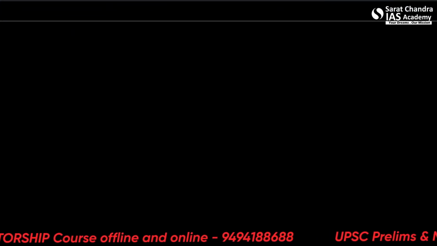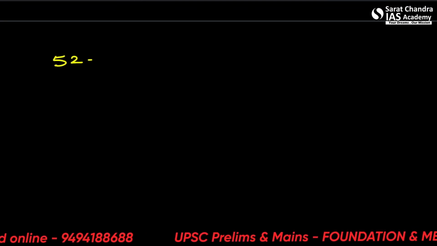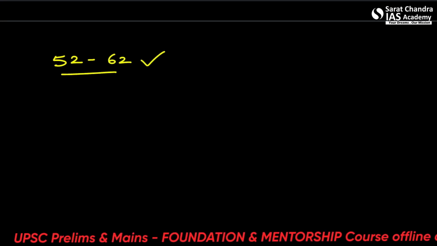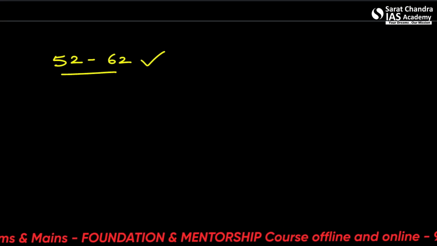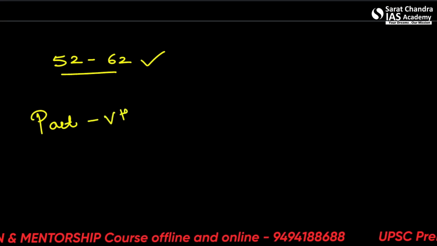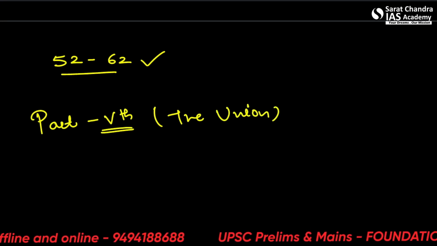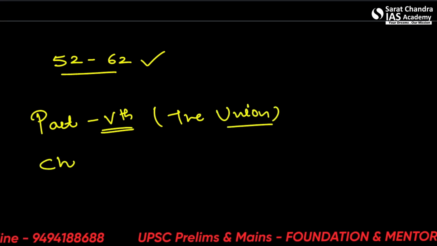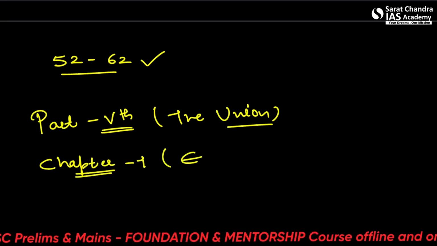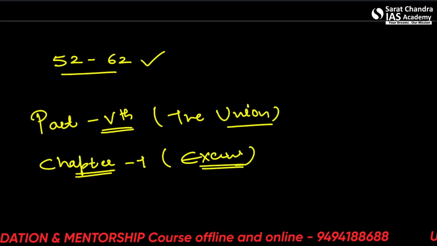So, the President of India. Which articles deal with the president? Article 52 to Article 62. This is one important fact that you must know and remember. And where is the president mentioned? He is mentioned in Part 5 of the Constitution, and this part is known as the Union. Chapter 1 is known as the Executive.